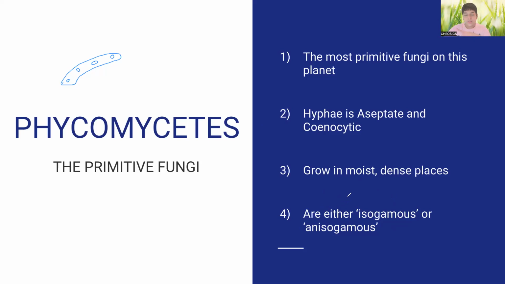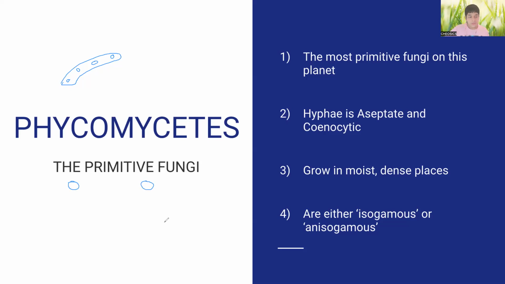So isogamous is the form where both your gametes, both your sexual nuclei, the bodies which hold the nuclei, are of the same shape, the same size, the same type, except for the genetic material inside. So you cannot differentiate when isogamous nuclei are present. This is the male isogamous gamete, this is the female one. You cannot differentiate between them.